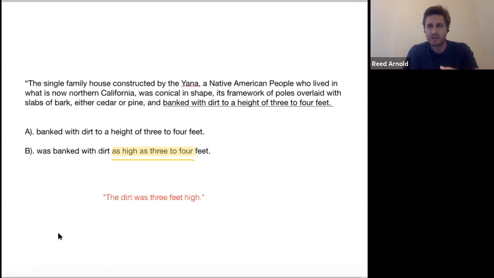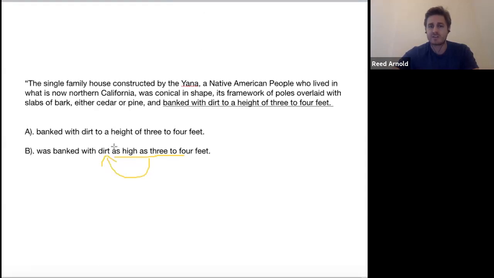Dirt itself, like, what is 3 feet high dirt? I can have a 3 foot high pile of dirt. I can have a 3 foot high mound of dirt. I can have a 3 foot high embankment of dirt, but I can't have 3 foot high dirt, I would argue. But I do think that's what this is describing in the structure. It's saying the dirt is as high as 3 to 4 feet, when what I know is that there is an embankment of dirt that is 3 to 4 feet high. But that's not what this sentence says. This says dirt is 3 to 4 feet high. I don't think that quite makes sense.